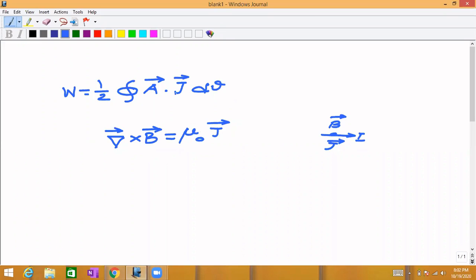Now, we can substitute this J vector by this expression, say 1 by mu naught curl of B vector. Okay. So then W will be what?